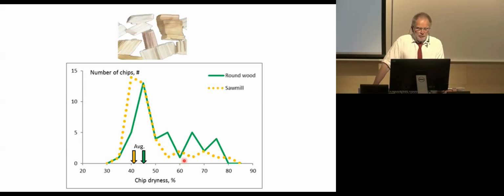So I took out 40 chips of the sawmill chips and 40 chips of the roundwood chips, measured moisture, dryness content of each individual particle. And you can see the averages are rather close to each other. However, if you look at the distribution, the roundwood chips have much more of the very dry chips. So it's also worth, along the whole process chain, going behind averages. You may find something that will influence it. Just having the same average doesn't mean that you have the same quality or properties.